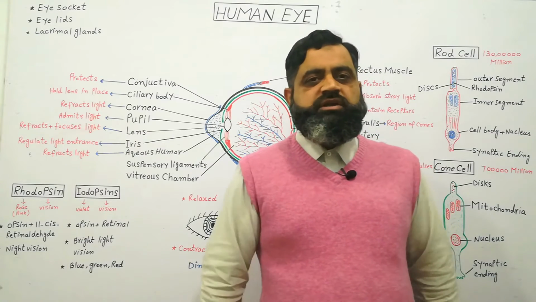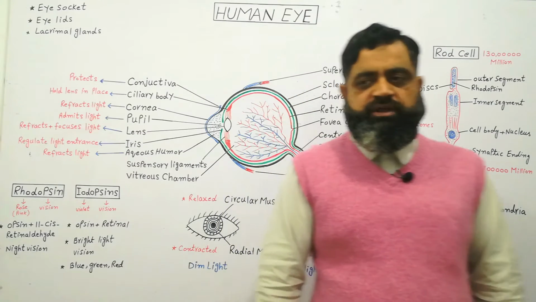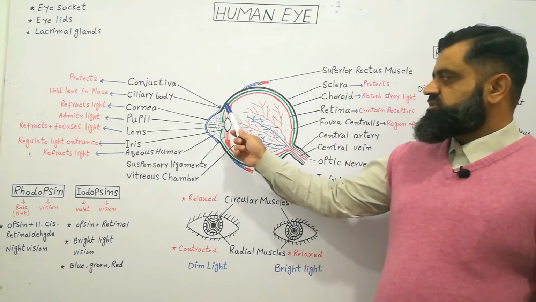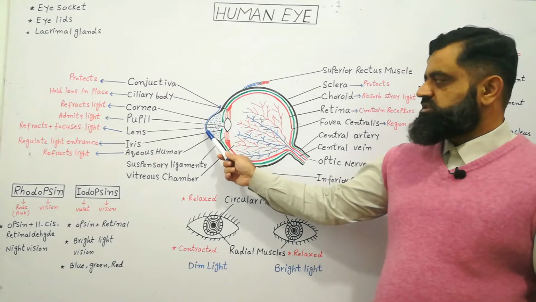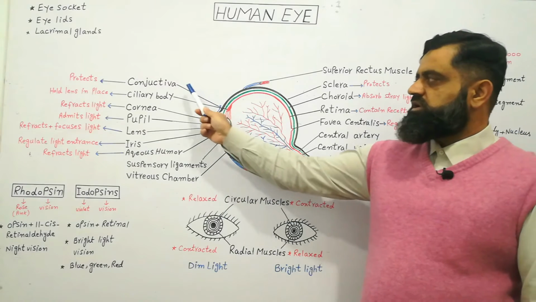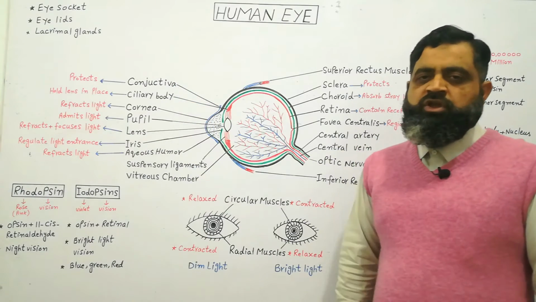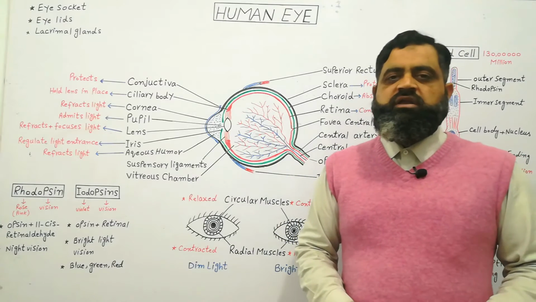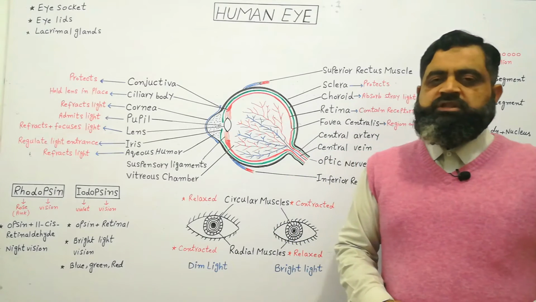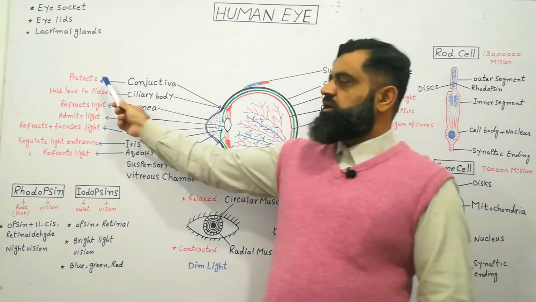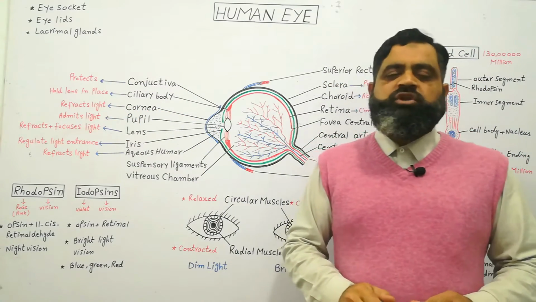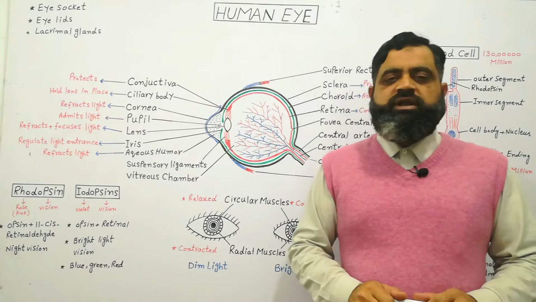Now let's look at the structure of our eye. Below the eyelid on the front side there is a thin membrane which you can see in this diagram in the blue color. This layer is known as conjunctiva. Conjunctiva is the outermost layer of the eye in front of the eye. This layer protects our eye from dust, from microorganisms and small insects which are attacking our eyes.